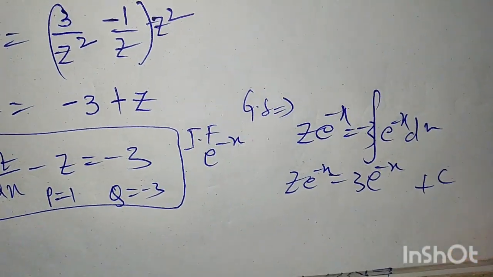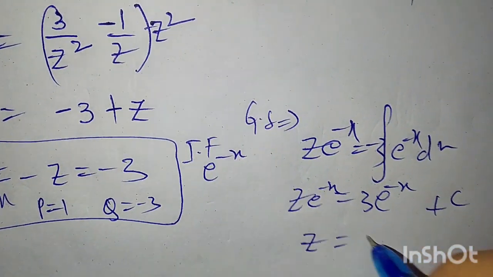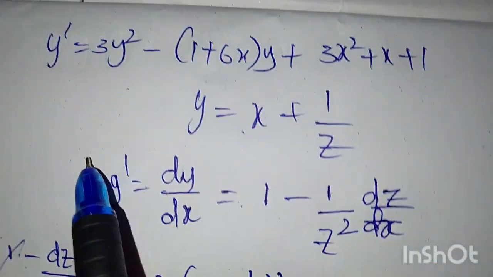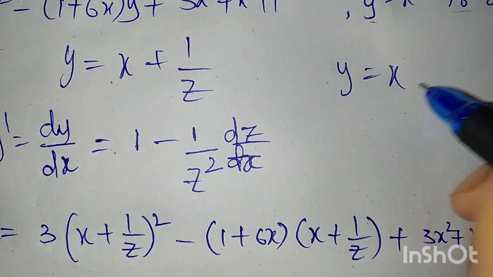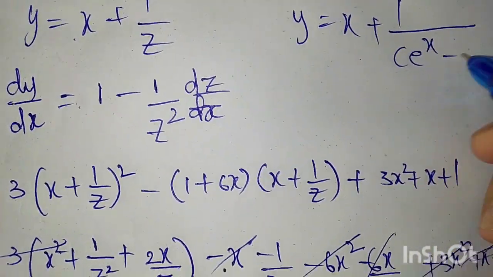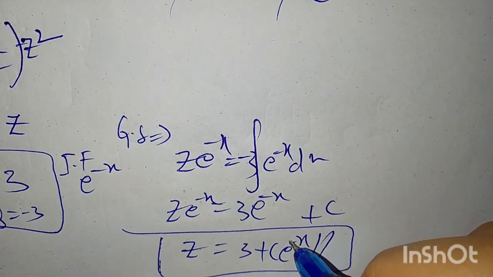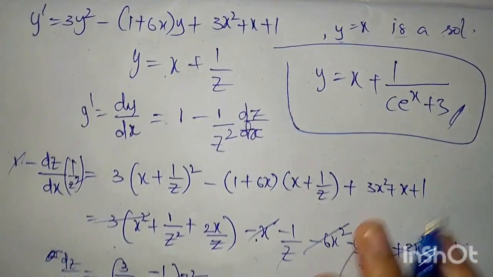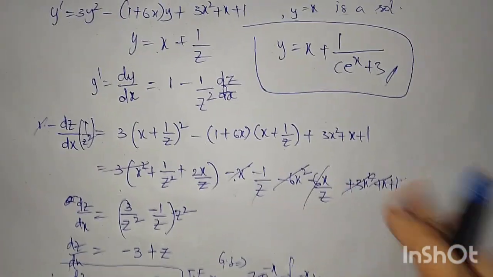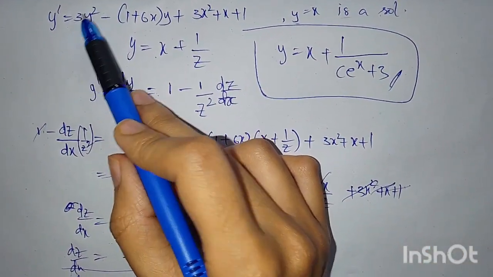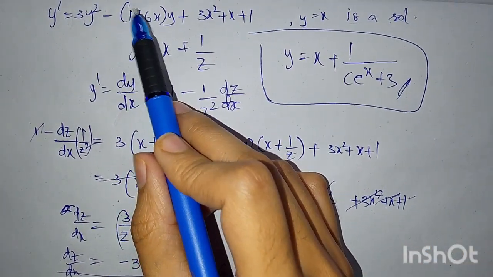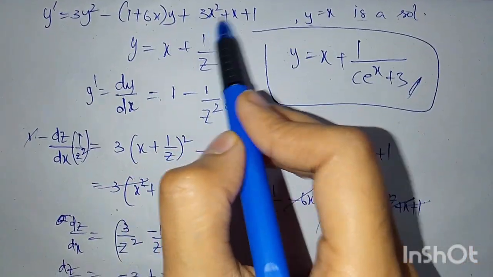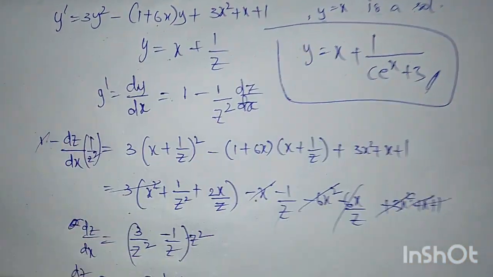So final answer will be y is equal to x plus 1 by c e power x plus 3. Okay, this is plus 6. Okay, this is your final answer. So this is how you solve Riccati's equation: y dash is equal to p y square plus q y plus r, where p, q, r are functions of x only. P is also a function of x or constant. So we have to write it first, then we have to take substitution, and we have to solve it. Finally, this is your answer.